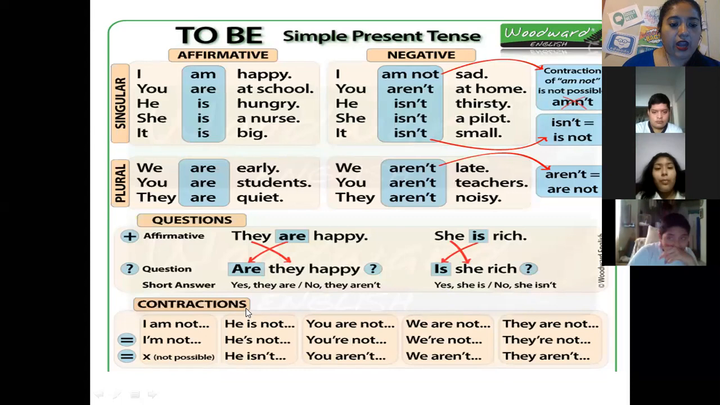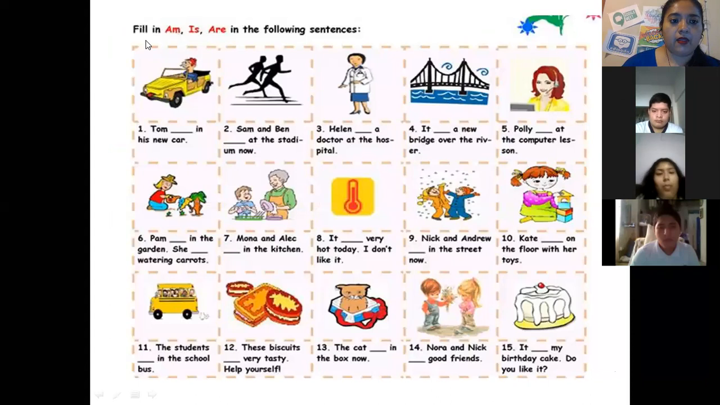Okay, contractions. The other form is contraction. I am not, I'm not. He's not, or he isn't. You are not, you're not, or you aren't. We are not, we're not, or we aren't. They are not, they're not, or they aren't. Okay, the next. This is the activity number one. Fill in is or are in the following sentences. You look at these sentences and you answer my questions.